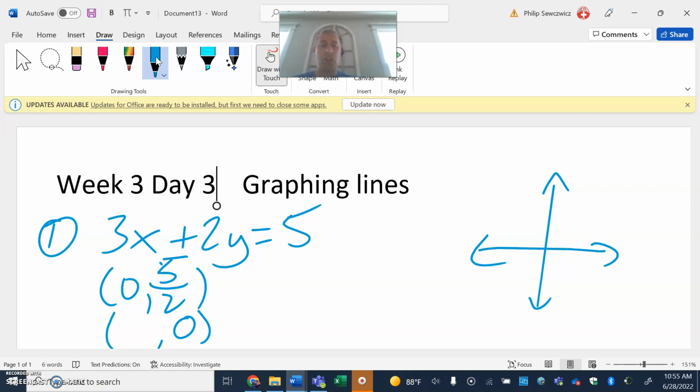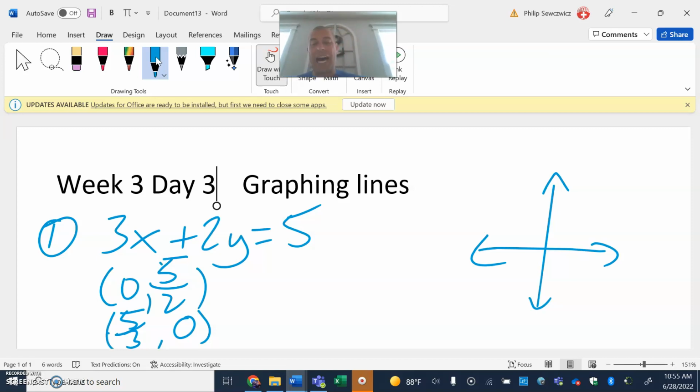And then I'm going to plug in 0 for y. All right. So if I plug in 0 for y, 2 times 0, 0. I got 3x equals 5. Divide both sides by 3. Hey, I'm going to get 5/3. In other words, 1 2/3. So one of the issues with this is that I don't get whole numbers here.